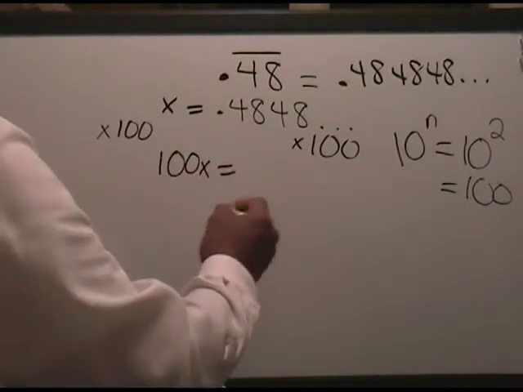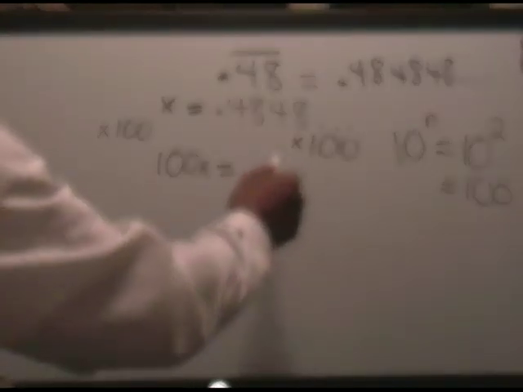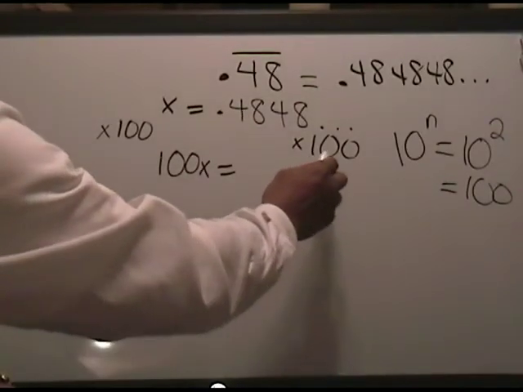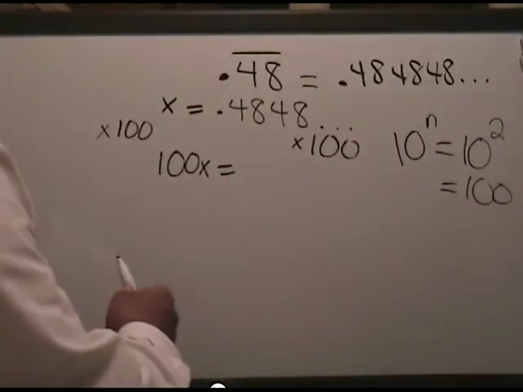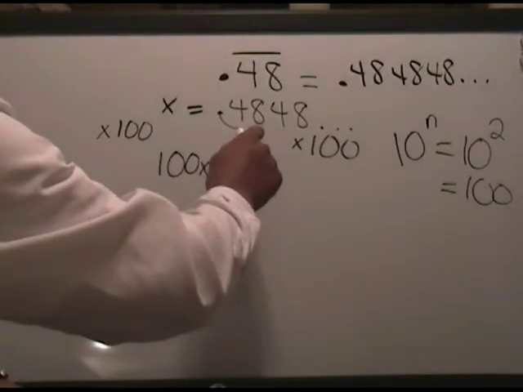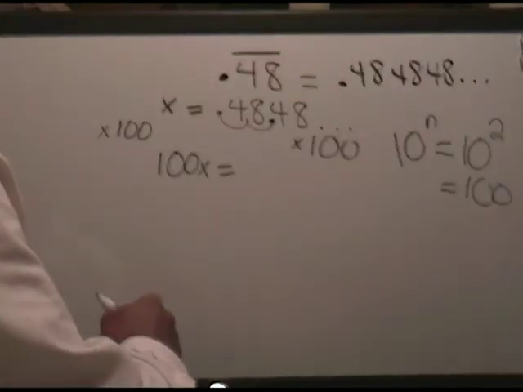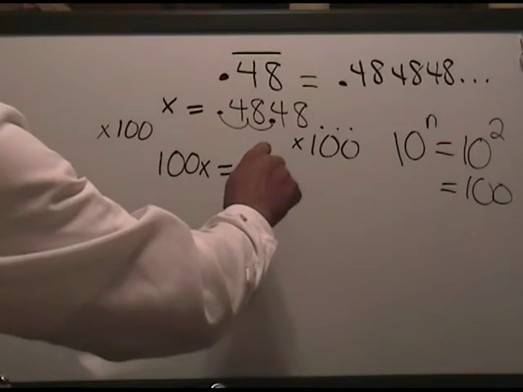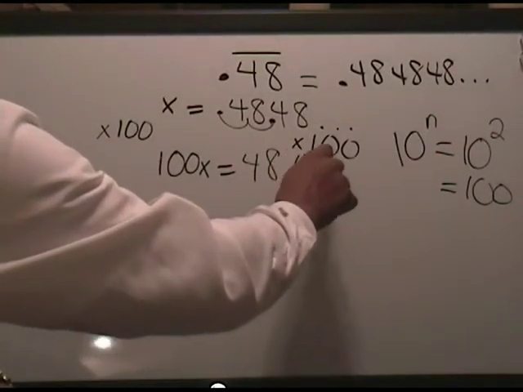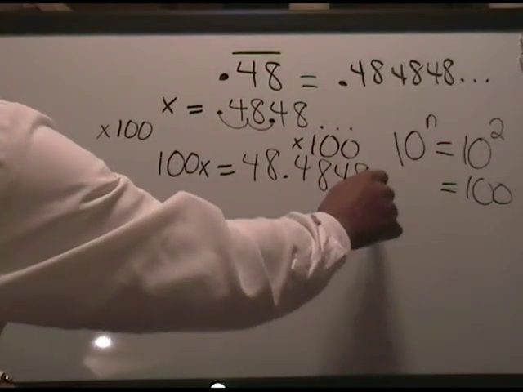is equal to, now when you're multiplying by numbers, you basically move the decimal point 2 places in this case because we have 10 to the 2. So since it's 10 to the 2 power, we're going to move 2 places. So 100x is going to be equal to 48.48. And we're going to do another one repeating.